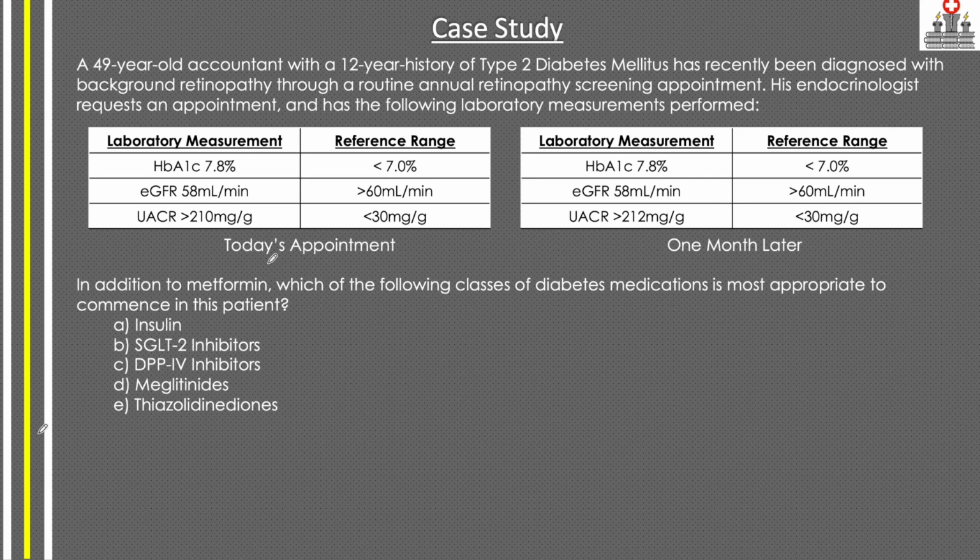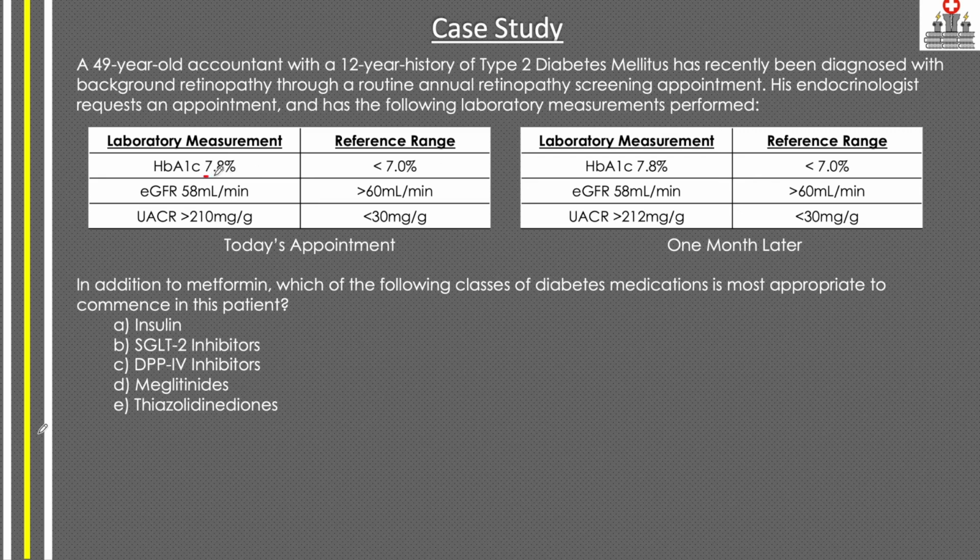A 49-year-old accountant with a 12-year history of type 2 diabetes mellitus has recently been diagnosed with background retinopathy through a routine annual retinopathy screening appointment. So every year, patients with diabetes must be screened, undergo retinopathy screening and have their eyes looked into so there are no complications. His endocrinologist requests an appointment and has the following laboratory measurements performed.